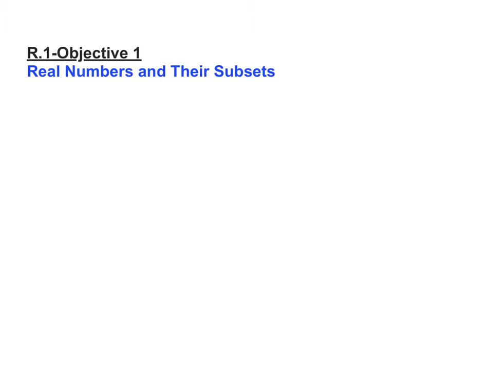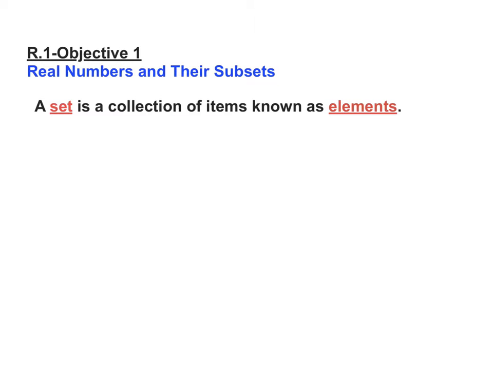So, just some definitions. A set is a collection of items known as elements. The things inside of the set are known as elements. Just want to get us on the same page with terminology.